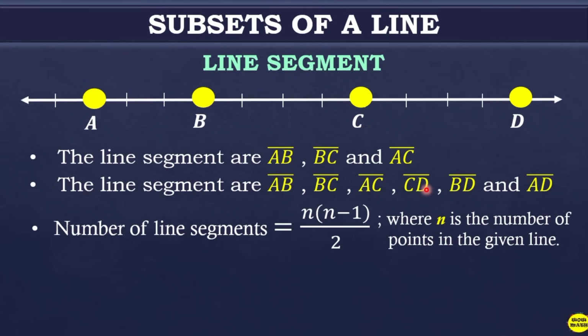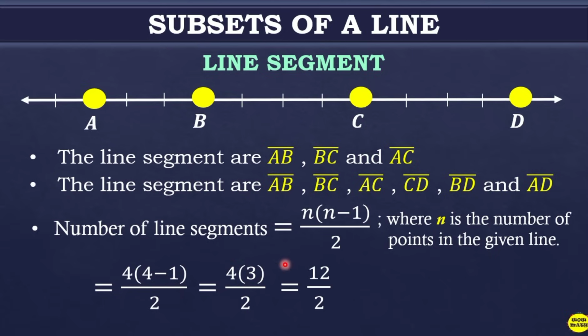Okay? So, i-check nga natin kung 6 nga siya. So, ito po ay 1, 2, 3, 4. So, 4 ang ilalagay natin dito sa n. So, we will have 4 times the quantity of 4 minus 1. So, ilalagay po natin yung 4 dito at 4 dito since we have 4 points. So, dapat ang magiging result nito ay 6 kasi 6 ito na nakuha natin. So, let us solve. So, 4 times 3, this is 4 minus 1, that is 3. So, 4 times 3, that is 12. Divided by 2, we have 6 line segments.